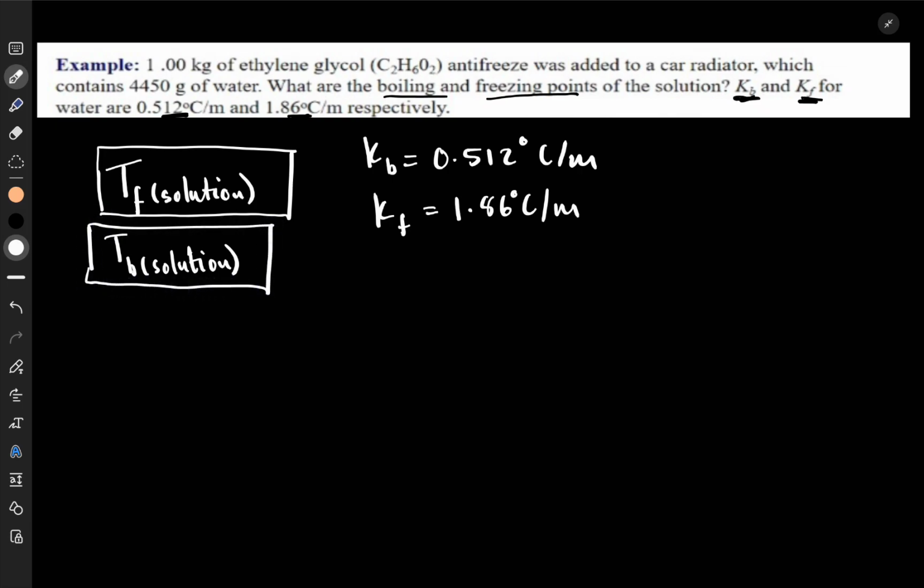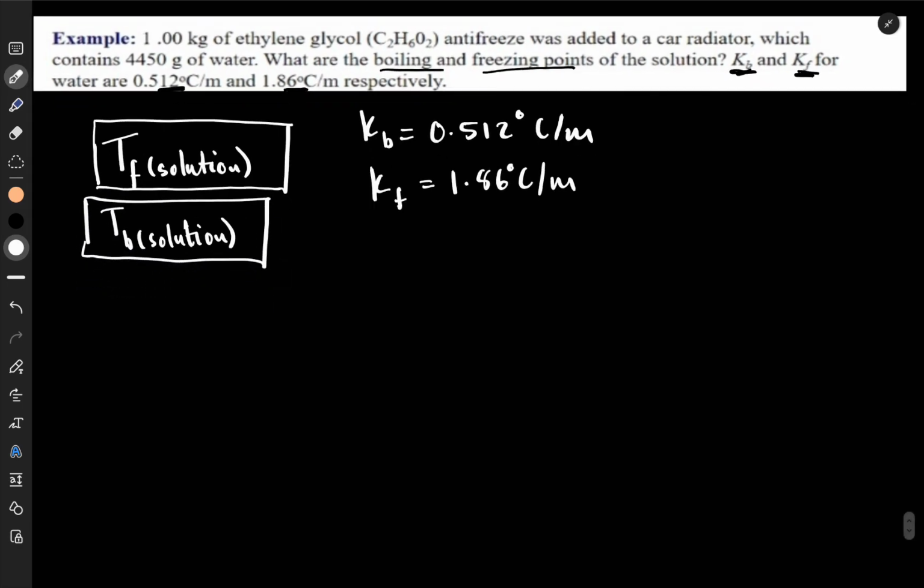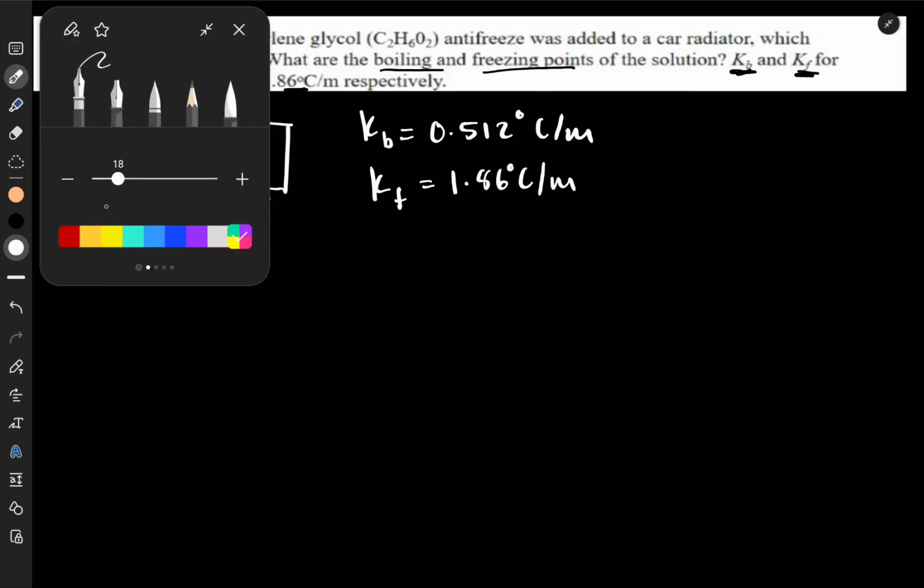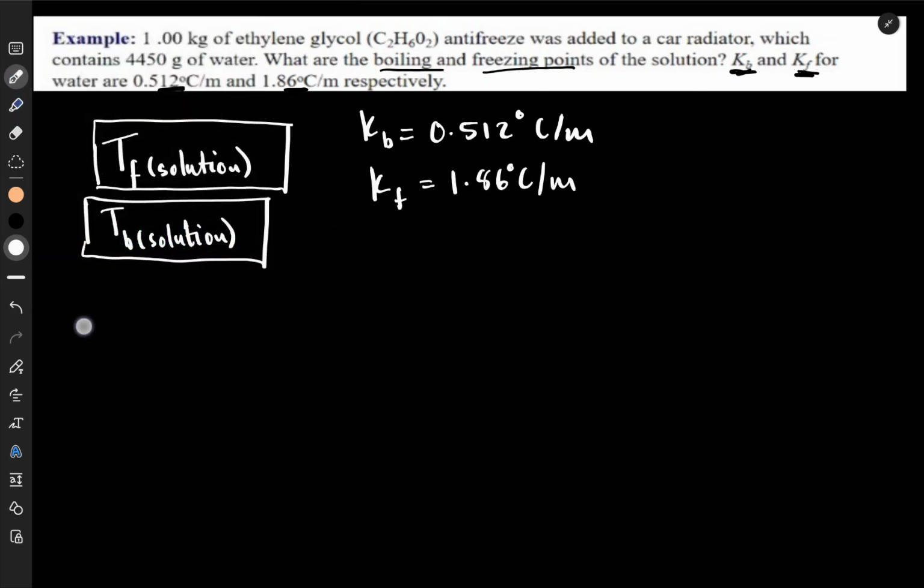Now, let's go ahead. We have been told to find TF and TB. So here's the thing. What are the formulas? What is the important formula to do with these things? Remember that we have this one most famous formula. And what did our famous formula say? It says that delta T is equal to Km, right? So if it's delta TB, it is KB times m. This is the first formula.